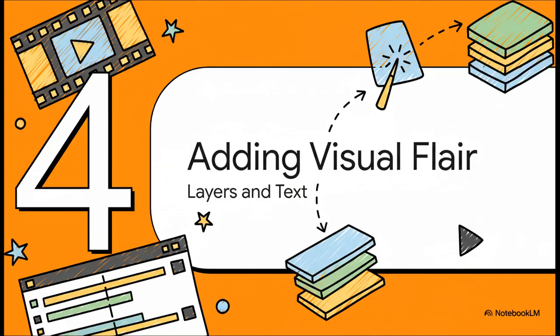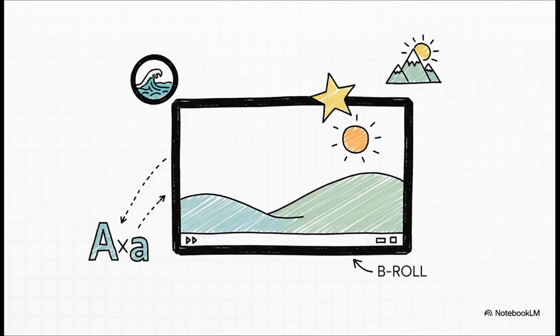This is all about adding that visual polish. And you can do all sorts of things here. You can easily overlay other video clips, which we call B-roll, to show people what you're talking about. You could also drop in photos or cool graphics from Canva's library, or even put some animated text on the screen to really drive a point home.